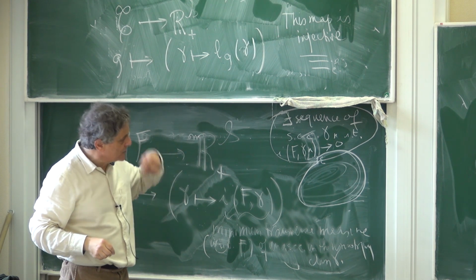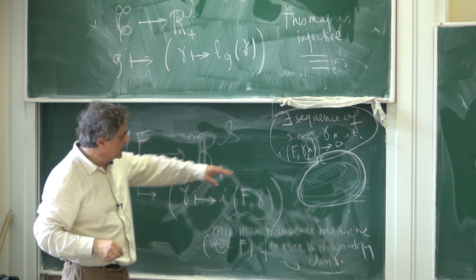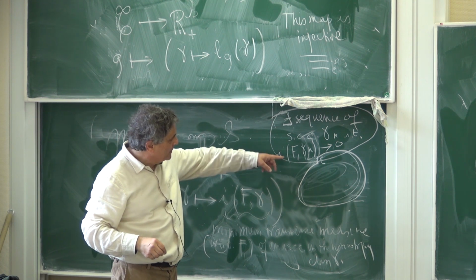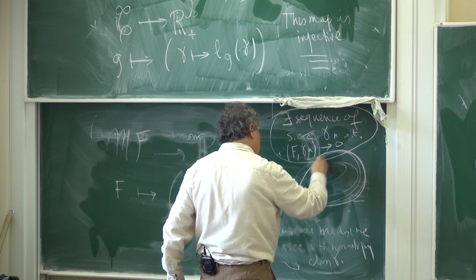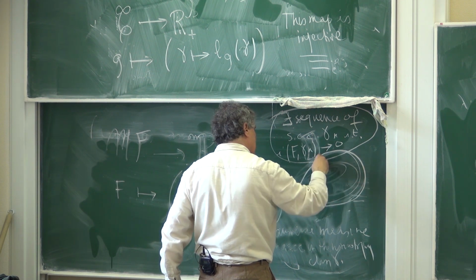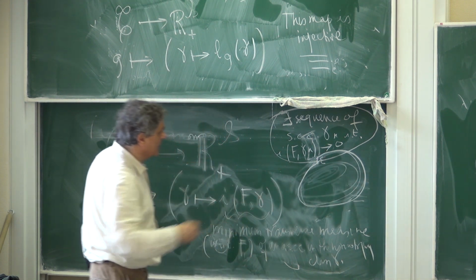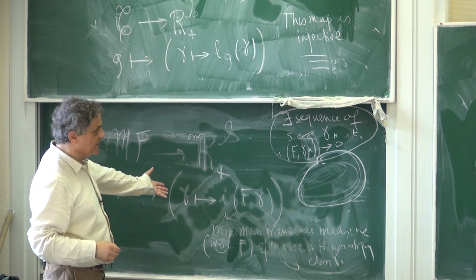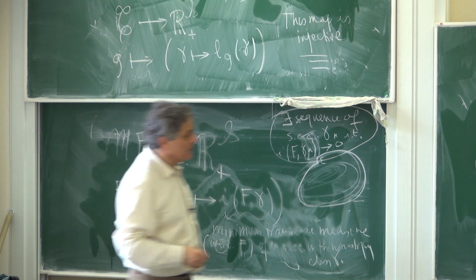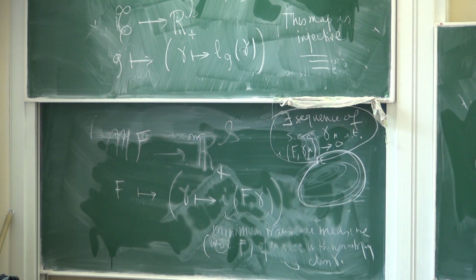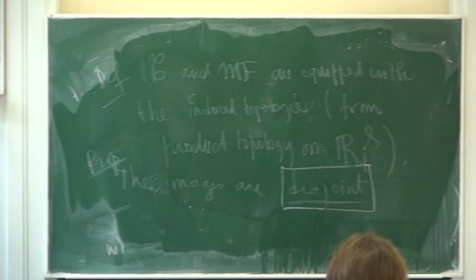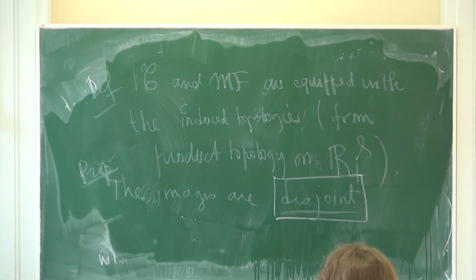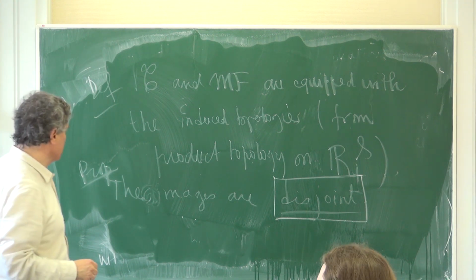Either there's a curve whose length is 0, and in this case this is trivially true, or if there's no closed leaf on the foliation, then I can find such a sequence because of this recurrence. And this is a phenomenon which does not occur there. So this shows that the images are disjoint.